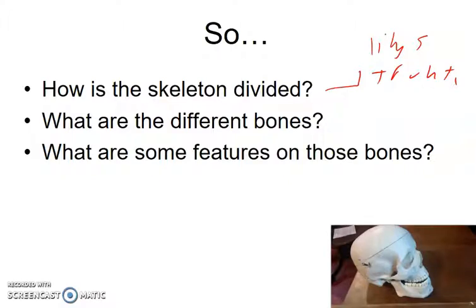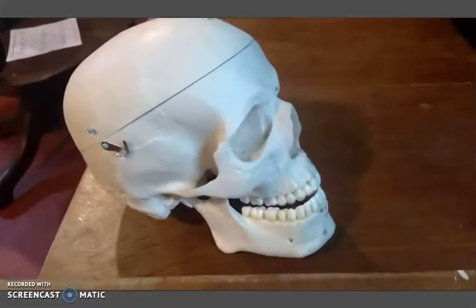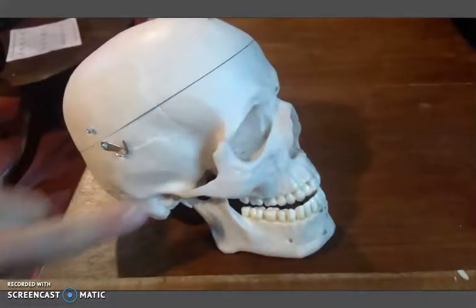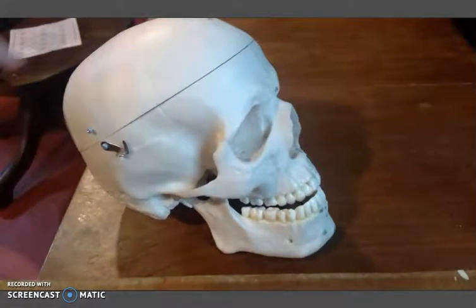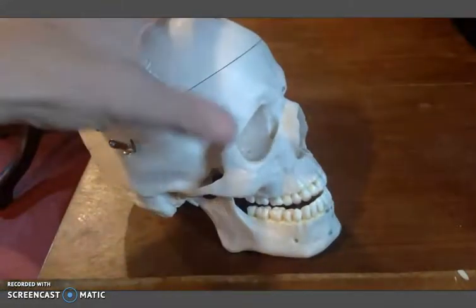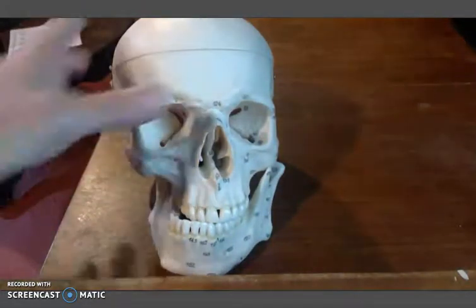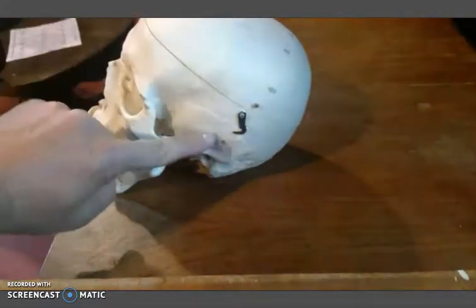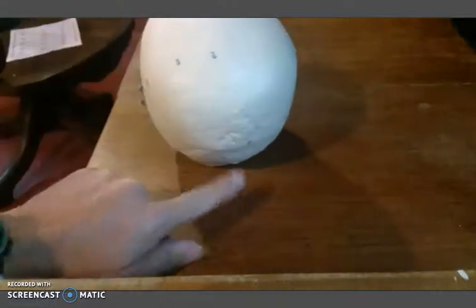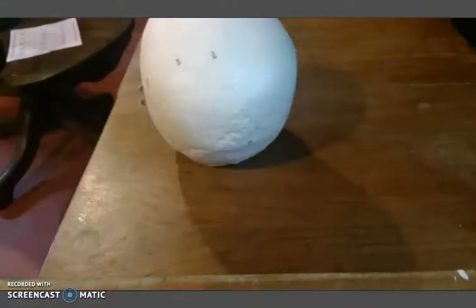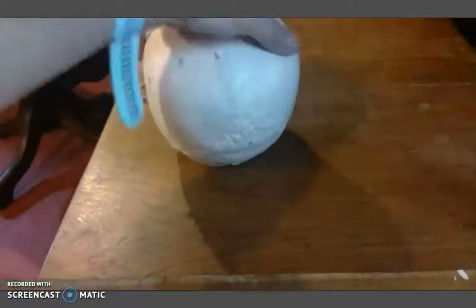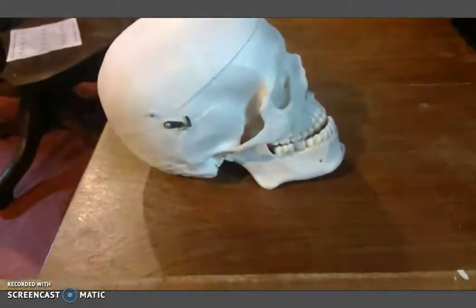Well, we looked at the regions already. What region's this? That's the temporal region. That's a bone. What region's that? Parietal. What region is this right here? That's the frontal region. What region is that? We already did the temporal. This region back here, that would be the occipital. So we've learned some of the bones by the regions.